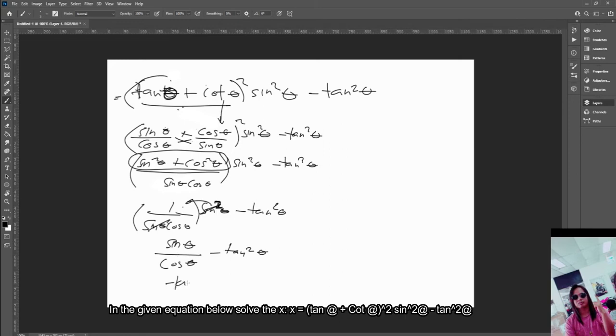This is tangent? I don't think so. This is going to be tangent, because tangent squared. No. No way. Cotangent, tangent. Sine or cosine, cotangent. No way. Wait. Sine of sine squared.